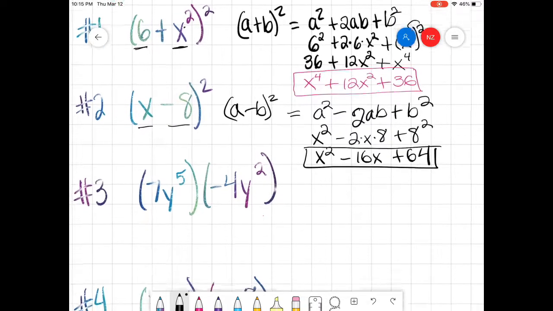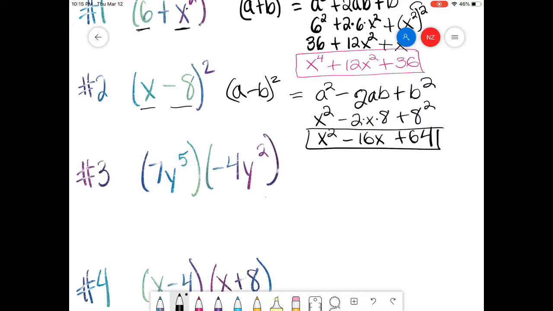Okay, now number 3, I have a monomial times a monomial. So I'm going to multiply my coefficients and then add my exponents. 7 times negative 4, 7, 14, 21, that's negative 28. Bring my y with it, I have 5 and 2, that makes 7.